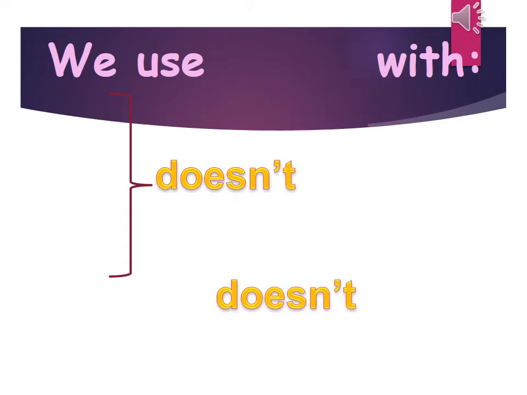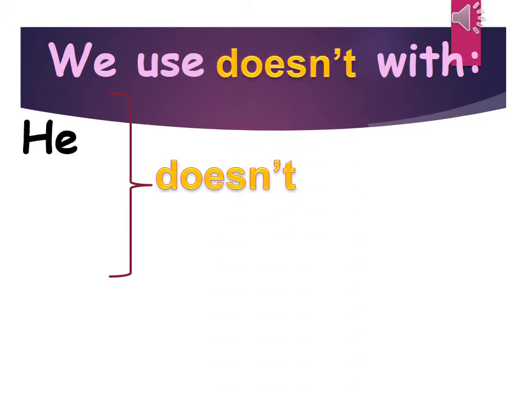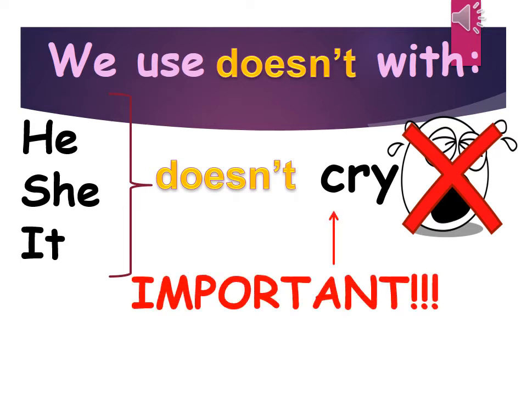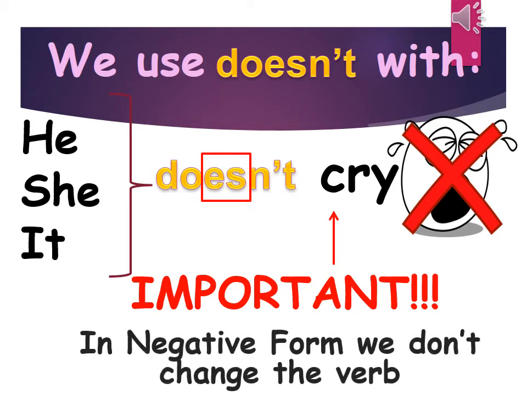We use doesn't with he, she, it. For example, he doesn't cry. She doesn't cry. It doesn't cry. Notice here we didn't change the main verb or add s or es because the helping verb doesn't has the es in it. So in the negative form we don't change the verb.